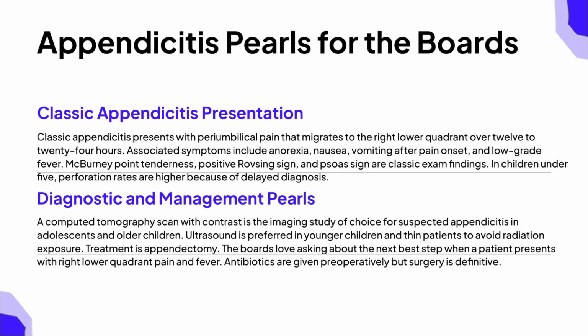An important pearl is that children under 5 have higher perforation rates because they present atypically and diagnosis is often delayed. For diagnostics, a computed tomography scan with contrast is the imaging study of choice for suspected appendicitis in adolescents and older children. Ultrasound is preferred in younger children and thin patients to minimize radiation exposure. Treatment is appendectomy, and antibiotics are given before surgery but are not a substitute for surgical intervention. The boards commonly test the next best step when a patient presents with right lower quadrant pain and fever, so be ready for that question format.